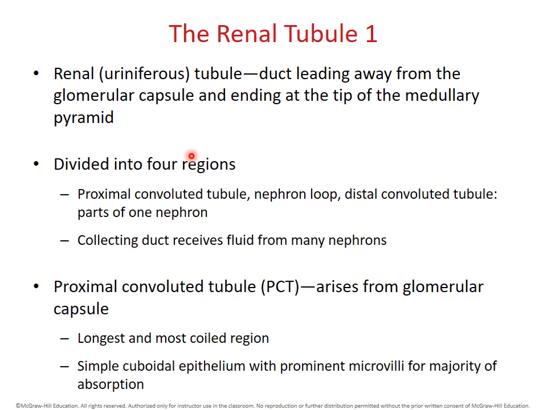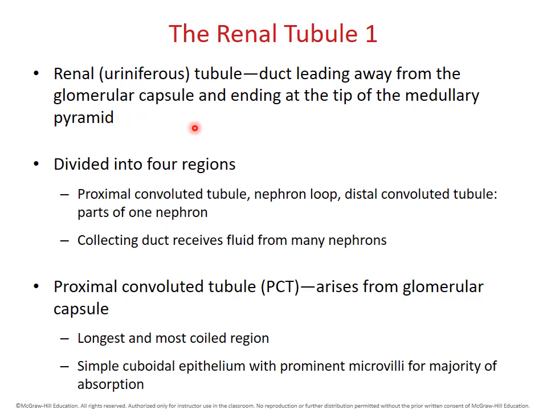The renal tubule, of course, is leading away from the capsule, and ultimately this tube, though it goes through many twists and turns and loops, eventually leads all the way to the papillae, or the tips of the medullary pyramids. And so remember, as we hinted at earlier, urine, fully processed urine, drips out of the tips of the medullary pyramids and is collected by the minor calyces.